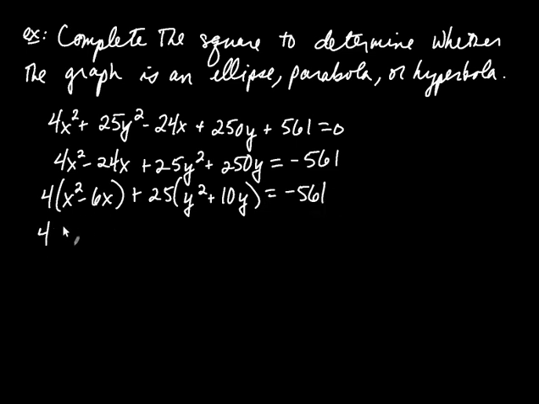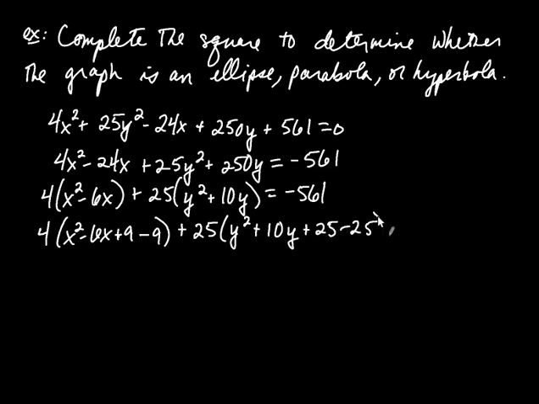Completing the square, it's going to be 4 times x squared minus 6x plus 9. So remember how this goes. You divide the negative 6 by 2 and you get negative 3, square it, and you get 9. Now you add and subtract 9, and that's the only way you can do it so that you maintain 0 inside the parentheses. And then likewise for the next terms, it's going to be 25 times y squared plus 10y; half of 10 is 5, squared is 25. Add and subtract that, so I've added 0 inside the parentheses, is equal to negative 561.